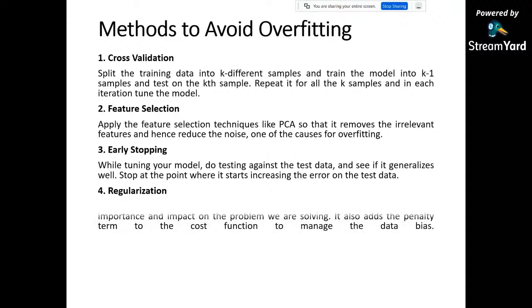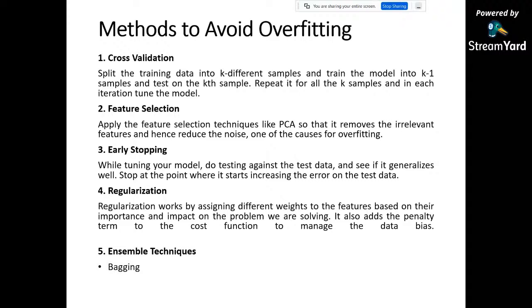Another method is regularization. Regularization works by assigning different weights to the features based on their importance and impact on the problem we are solving. It also adds a penalty term to the cost function to manage the data bias. Next is ensemble techniques. Under ensemble techniques, we have bagging and boosting. So these are the basic, important methods for avoiding overfitting.